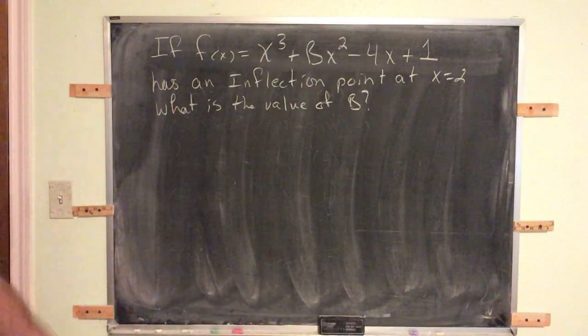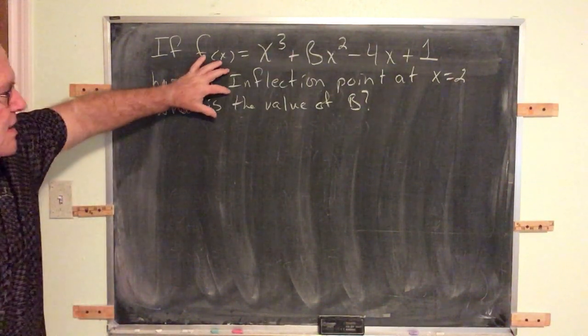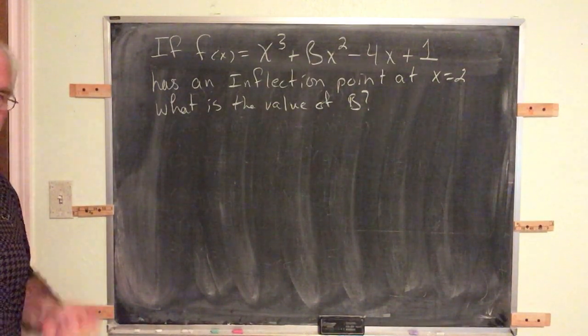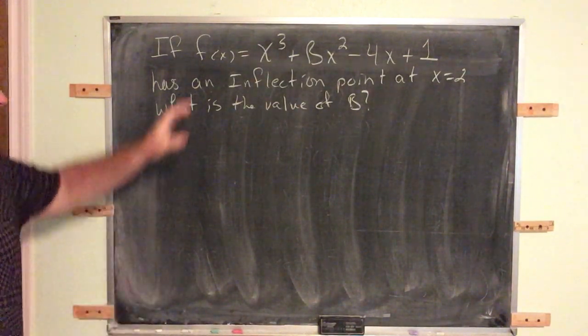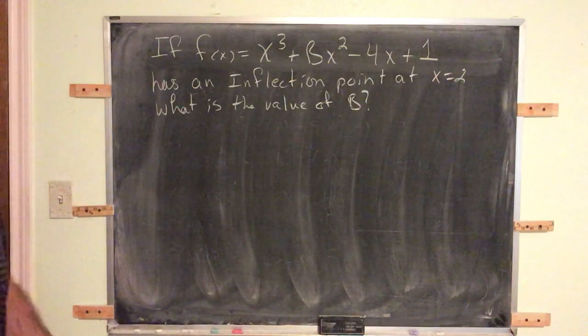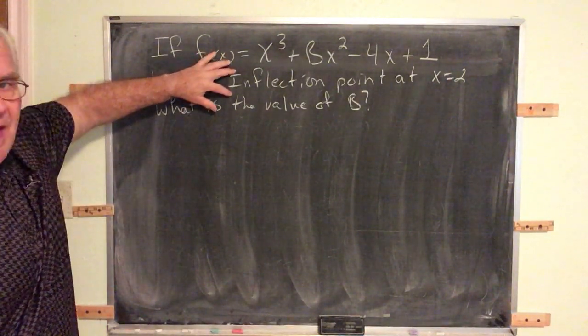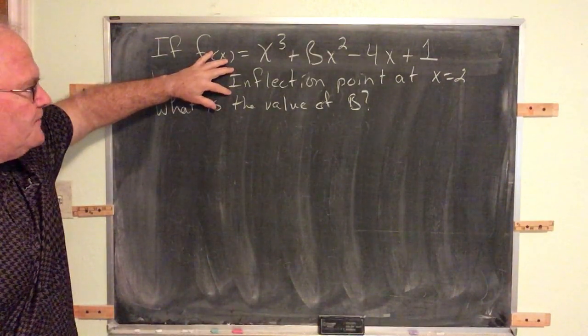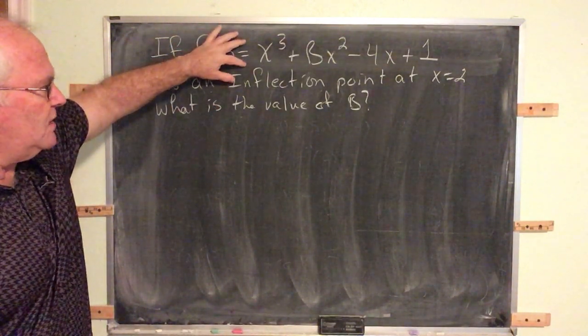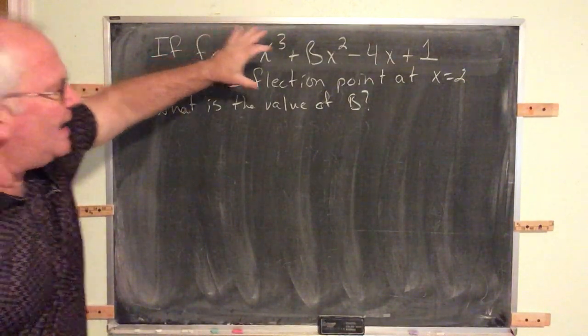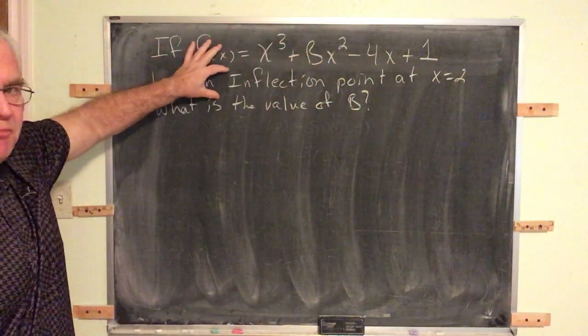So now that requires us to know, what is required for a function to have an inflection point? Well, inflection points can only occur at critical values. And since this is a polynomial, the only critical values are type 1 critical values. Well, inflection points occur at critical values of the second derivative. So we need to find the second derivative, and then we need to say, okay, at x equals 2, this has an inflection point.